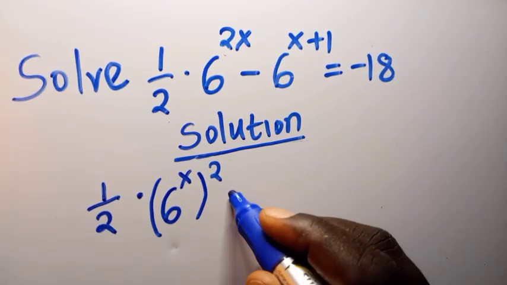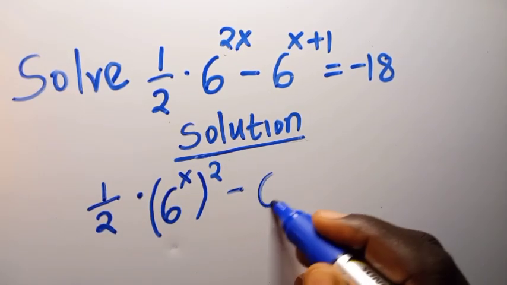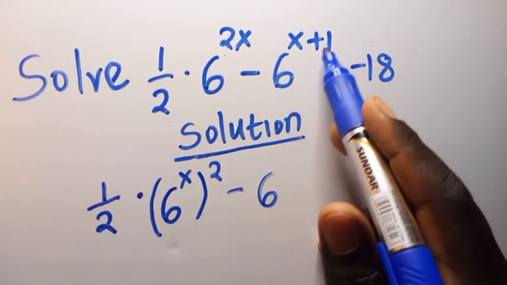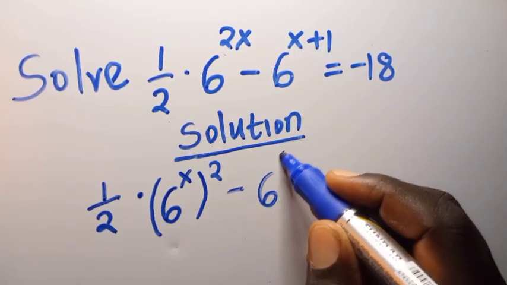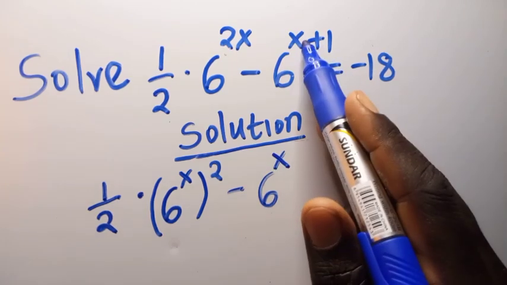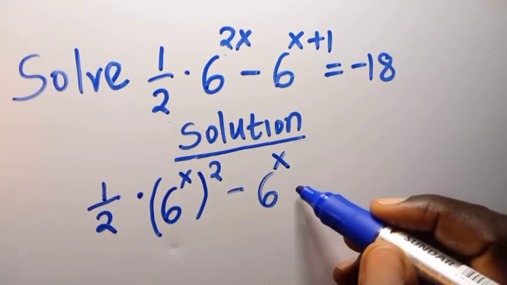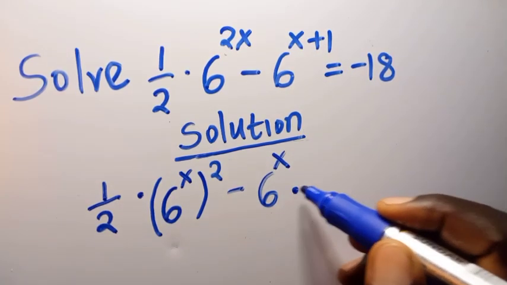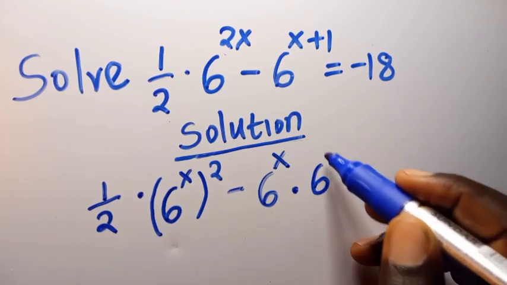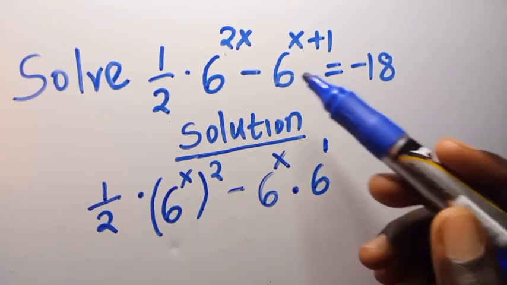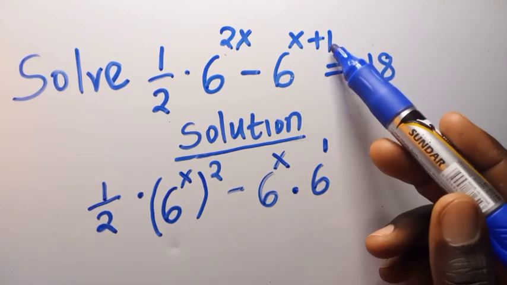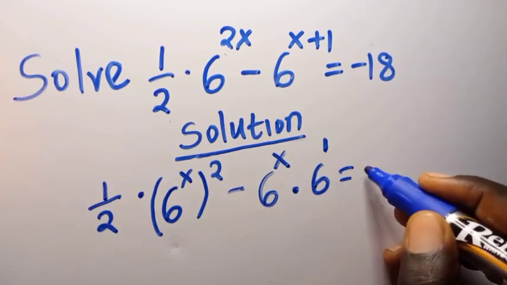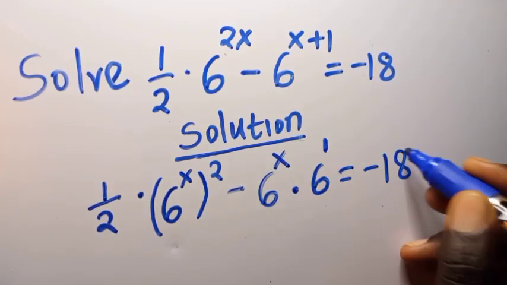Then minus 6, I want to break this power. Since there is a plus here, I will have 6 raised to x, then times 6 raised to 1. That is 6 raised to x times 6 raised to 1 equals to negative 18.